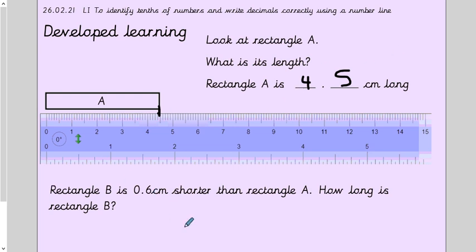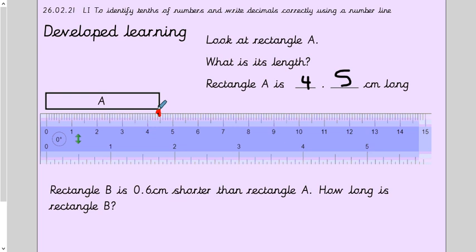Rectangle B is 0.6 centimeters shorter than rectangle A. How long is rectangle B? So if we know rectangle A is 4.5 centimeters long, but rectangle B is 0.6 centimeters shorter, we need to take away 0.6 from 4.5. Now we can do that using the ruler. We can use it as a number line. So if I get another pen, we can go back 6/10 to find the answer.